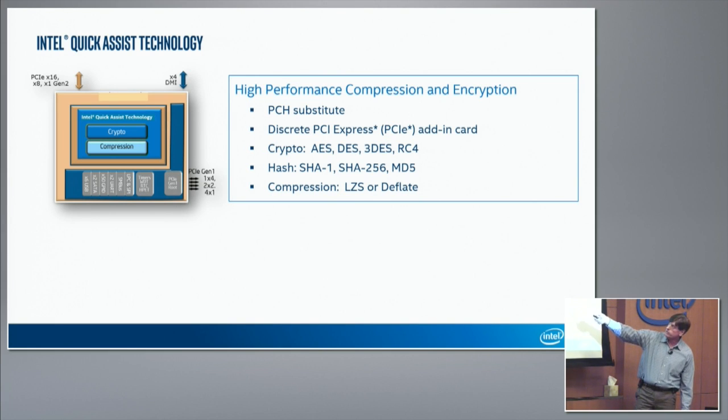What it does is high-speed crypto using these particular algorithms. It will also do your SHA hashes and your MD5, and then it will do compression, the LZS type compression, and deflate that you would see with zlib.